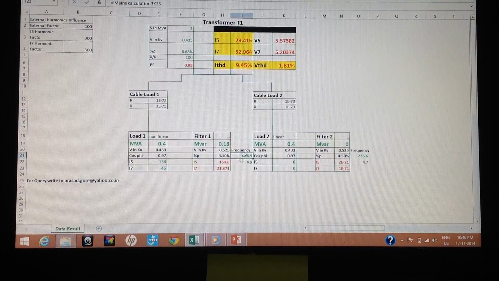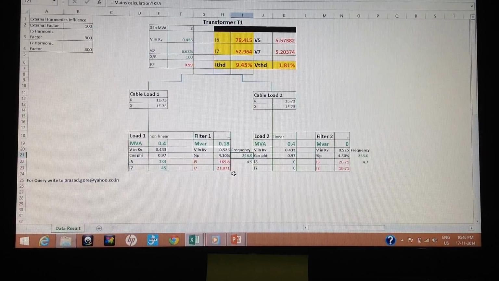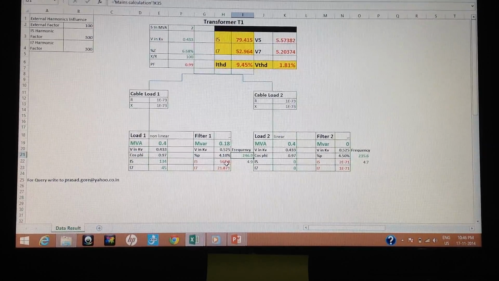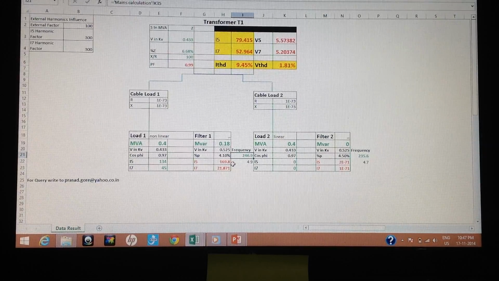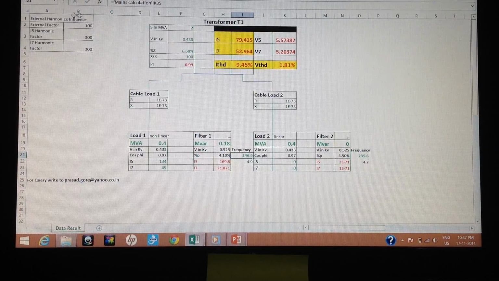But now see the effect on the filter. The filter from 68 went to 102, and now it's 169. So the filter is getting highly overloaded because the tuning is done properly, but the selection of the tuning should be based on the external harmonic factors.